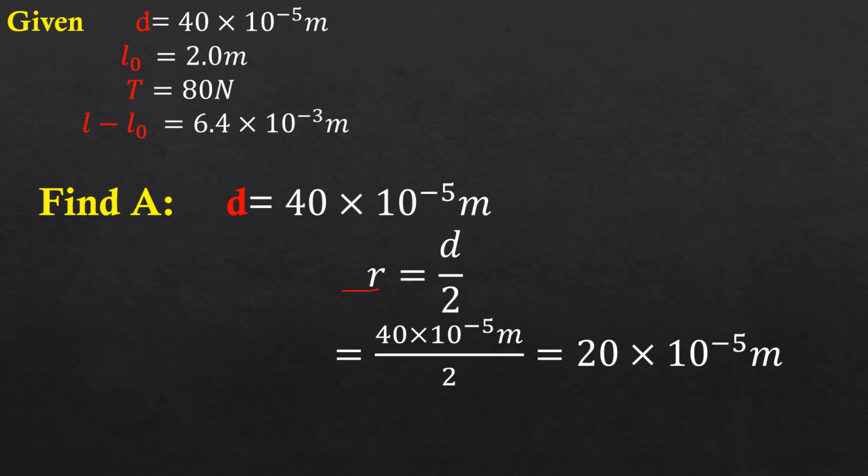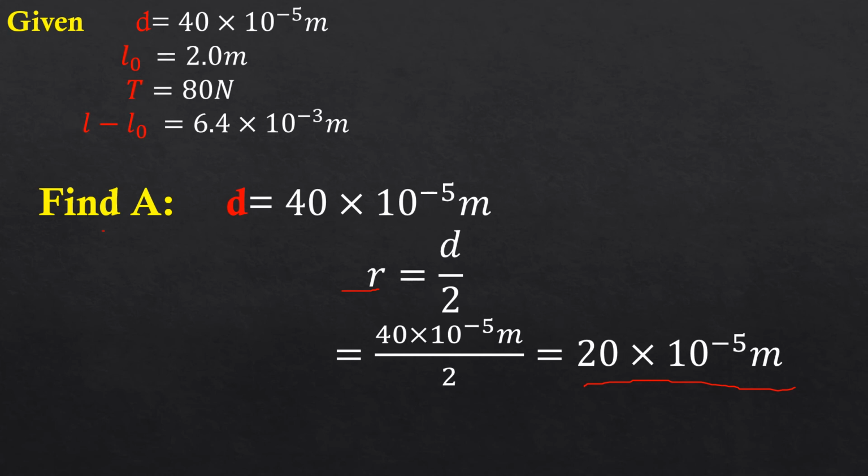As we don't need the diameter, we have to find the radius, which equals d over 2, diameter divided by 2. The radius is smaller than the diameter. So d over 2. Here, d is 40 times 10 power negative 5 divided by 2, which equals 20 times 10 power negative 5. Here is our radius.